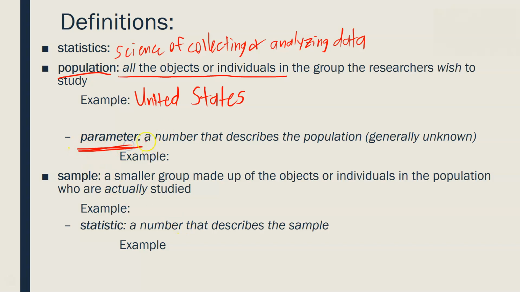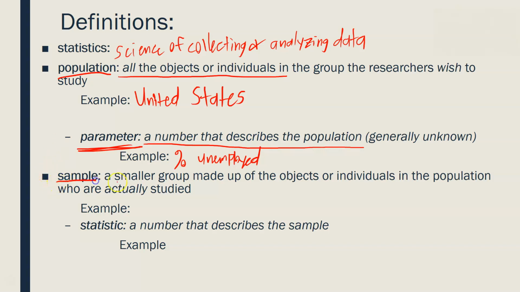A parameter is a number that describes the population. So maybe I'm talking about the percentage of people who are unemployed. That would be a parameter. Say I'm trying to determine what the percentage of unemployed people in the United States is. That's a number that describes my population.